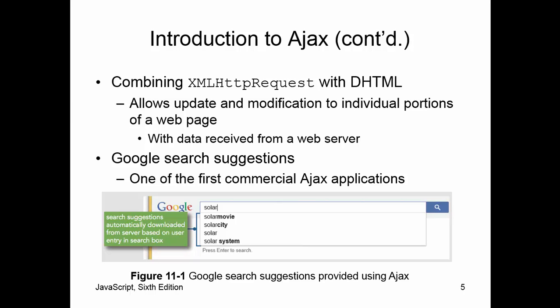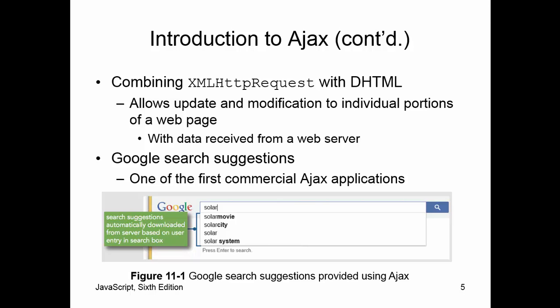So, they talk here about combining an XMLHttpRequest with DHTML. Remember, that's an acronym for Dynamic Hypertext Markup Language, which is kind of a combination of HTML, JavaScript, and cascading style sheets to allow for the dynamicity that we've talked about in previous chapters. Notice it allows update and modifications to portions of a page.